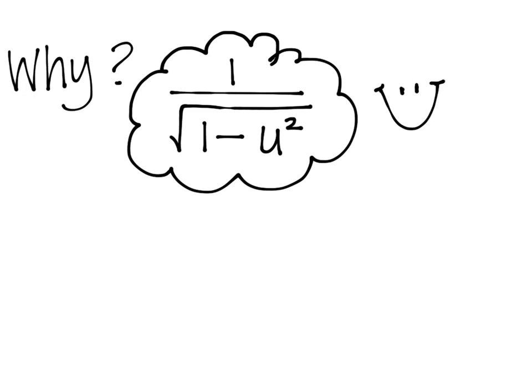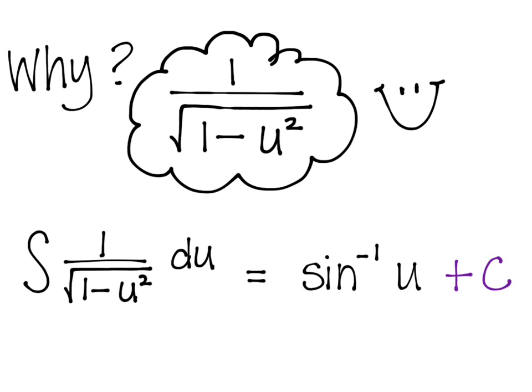Now you might be saying, well, why? Why are we doing this? Why are we manipulating these radicals or these fractions? And that's because, one, we really love this format of 1 over the square root of 1 minus something squared, because this was the derivative of arcsine. And if that's the derivative of arcsine, then its integral is arcsine.